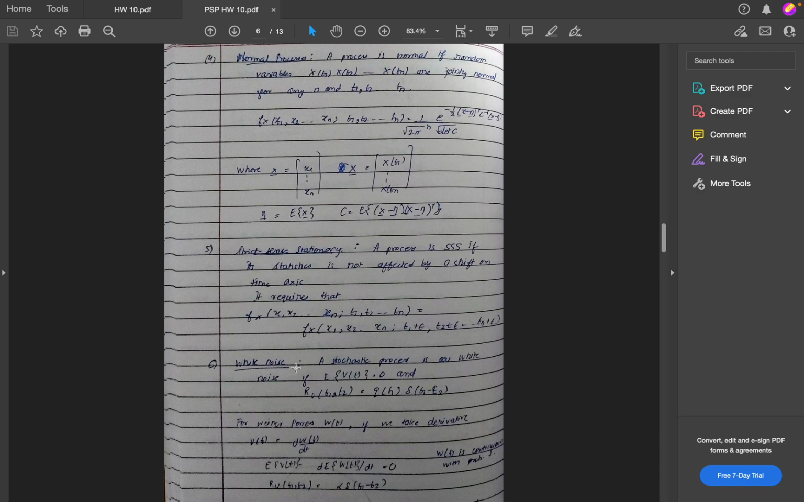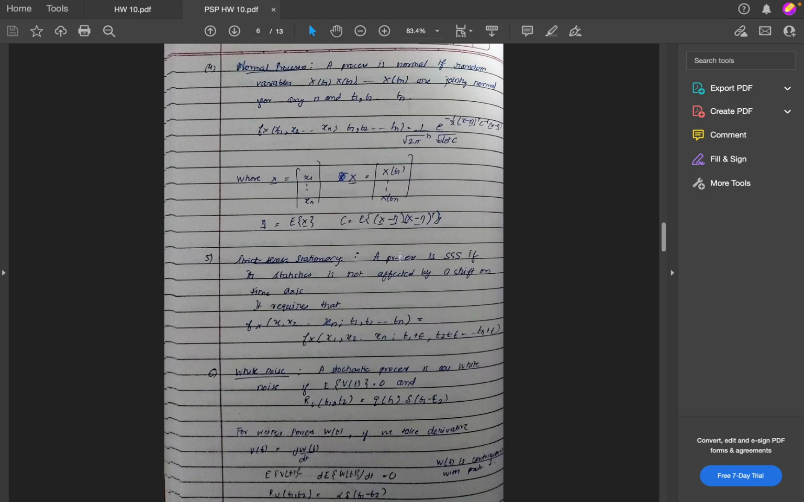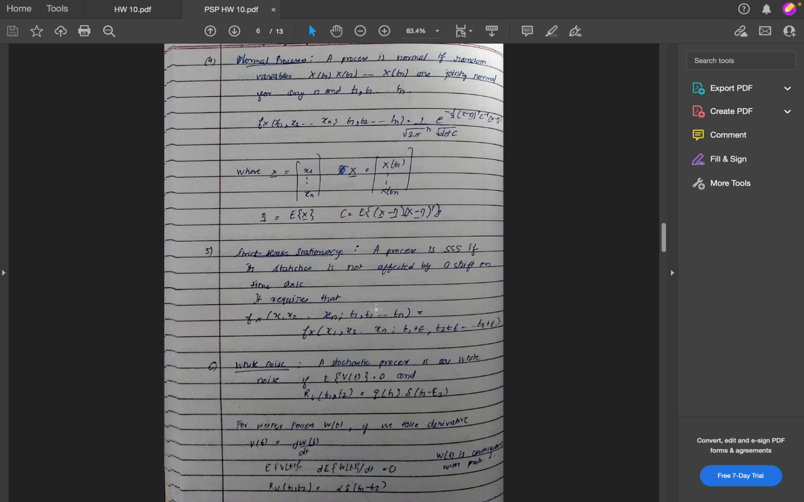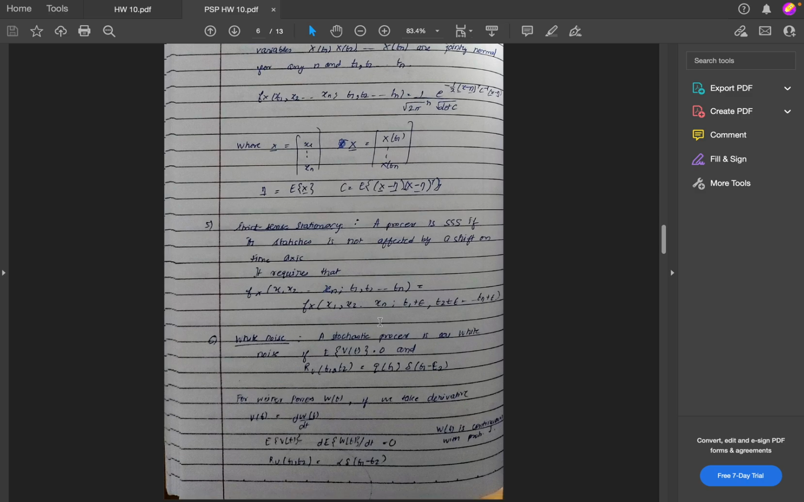Moving on to the fifth process, which is strict sense stationary. A process is strict sense stationary when its statistics are not affected by a shift on the time axis. That means that if we shift the process by some epsilon value, even then the distribution will remain the same. So f_X(x1, x2 till xn; t1, t2 up till tn) is equal to f_X(x1, x2 up till xn; t1 plus epsilon, t2 plus epsilon, up to tn plus epsilon). So we are shifting the time axis by epsilon. So that is SSS.